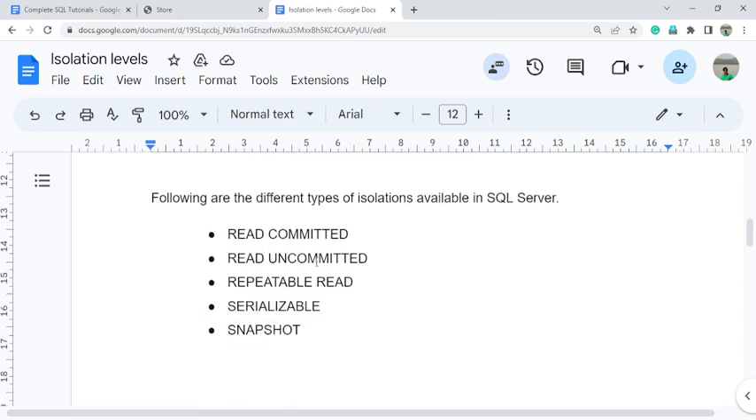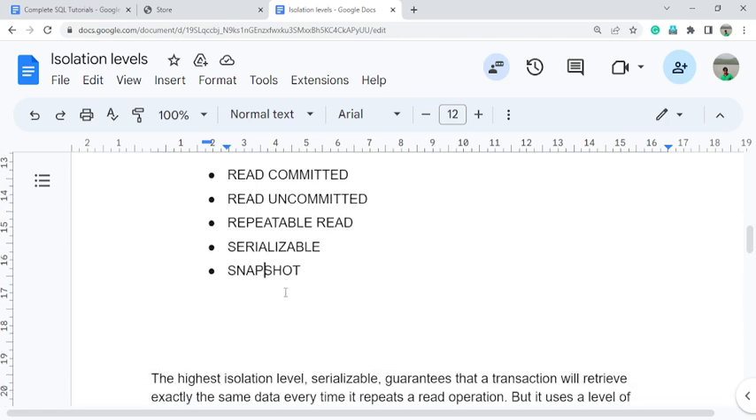Basically we have different types of isolation level: read uncommitted, read committed, repeatable read, serializable, and the last one is snapshot. In the interview you may also be asked how many types of isolation level there are in SQL Server. You can answer: we have 5 types of isolation level: read committed, read uncommitted, repeatable read, serializable, and snapshot. I will discuss each isolation level one by one in detail.